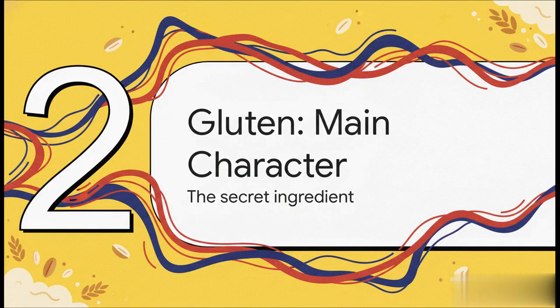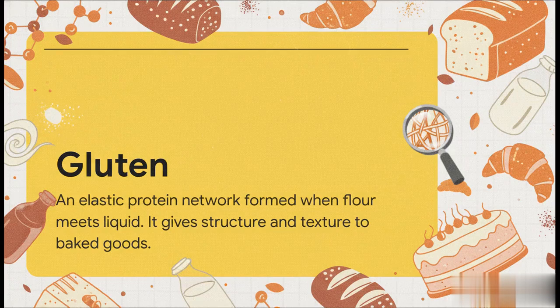Now, to really understand what makes flour tick, we have to talk about the secret ingredient. It's the one thing that's not even listed on the bag, but it controls absolutely everything. So let's meet our main character, gluten. So what is gluten really? Well, it's this incredible elastic network that forms when two proteins that are already in the flour get mixed with a liquid, like water. You should think of it like the scaffolding or the skeleton for your baked goods. It provides all the structure.